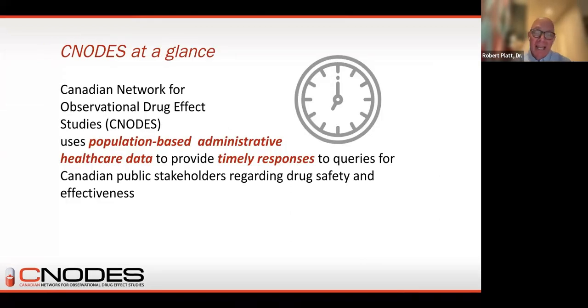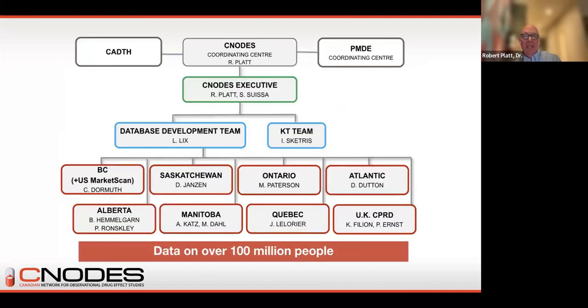So I'll skip over this slide very quickly. You've heard about CNODES a lot. We use population-based administrative healthcare data to provide responses to queries from stakeholders regarding drug safety and effectiveness. Next slide. CNODES as a whole, again, involves data from across the country and from the UK. We have a database development team led by Lisa Licks, whose role is to work with organizations like HDRN and others to work on problems like we're talking about today. Next slide, please.